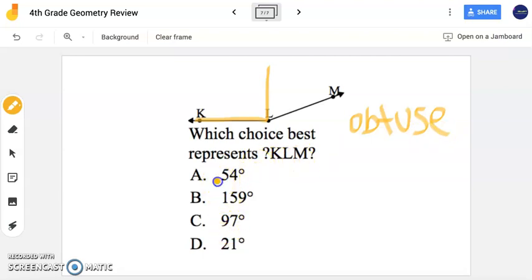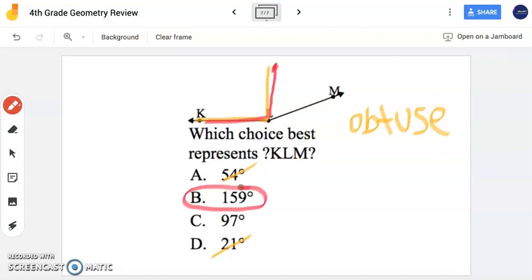Now, 54 right away is less than 90, so it can't be that, and same with 21. Now, 97 degrees and 159 degrees are both greater than 90, but 97 degrees would be pretty close to my 90-degree marking, like maybe right where this red line is here would represent 97 degrees as this angle here. But KLM is much larger than that. Therefore, the best selection for the degree measurement would be 159 degrees here.